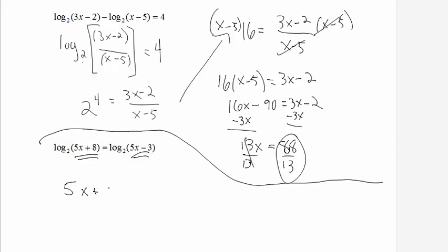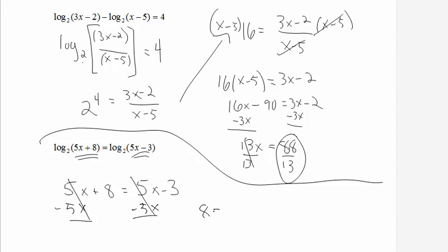We have a property that says if you're taking the log of something on one side and taking the log of the same base of something on the other side, then that something has to be the same. All right? And you realize pretty quickly that this doesn't make any sense, that 5x plus 8 can't be the same thing as 5x minus 3. Or you could do the typical algebra step, and then you get 8 equals negative 3, which doesn't make sense. So this would have no solution.